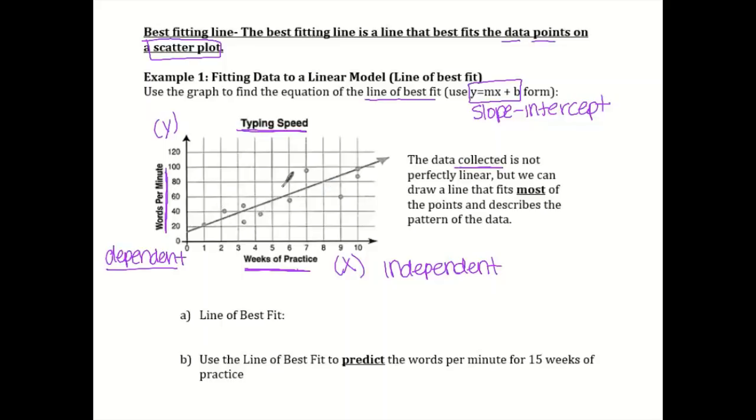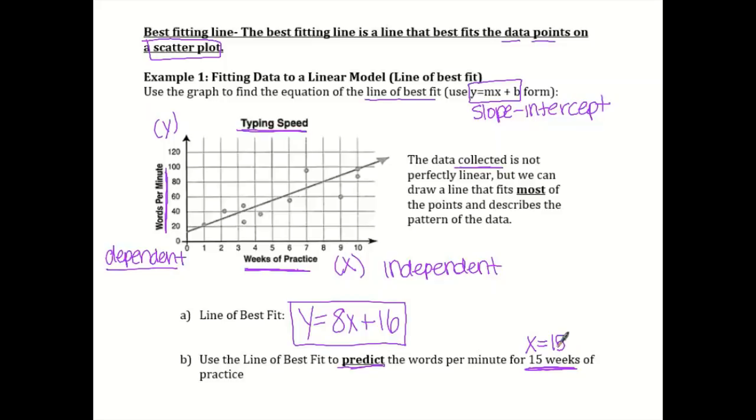And you can see it follows a positive correlation. As weeks of practice continue, my typing speed gets faster. So my line of best fit here is going to be y equals 8x plus 16. That is the equation for this line you see going through here. That is my line of best fit for these data points. So I'm going to use this line of best fit here to predict the words per minute for 15 weeks of practice. So I'm using this information that I've collected to predict what might happen in the future. So I look here and see they're asking for 15 weeks, and weeks is my x. So I'm given x equals 15.